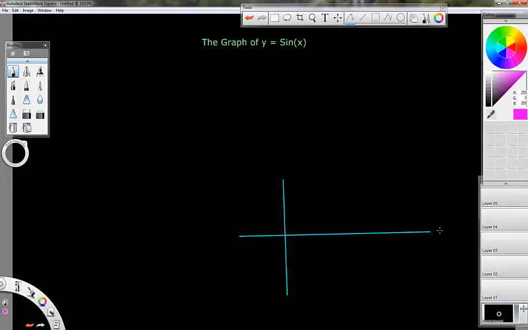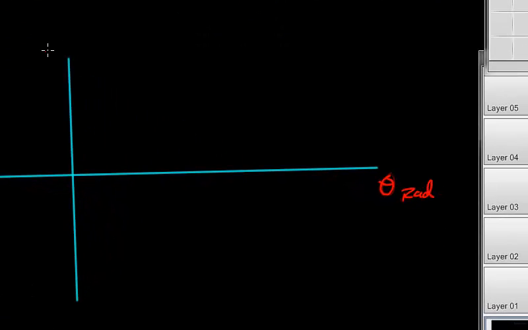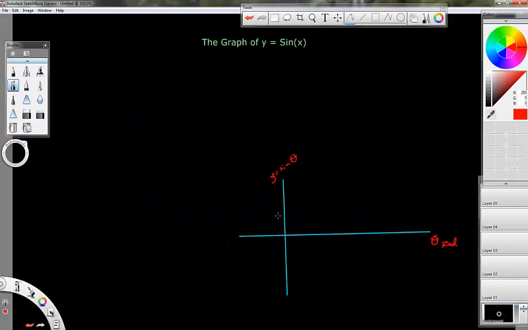So we're going to call this axis, let's make it red, theta radians, and we'll call this axis here the sine of theta. So the x-axis will be in radians, theta radians, and the sine of theta will be this axis here. What we're going to do is graph y equals the sine of theta. I know I briefly went over this yesterday, but here it is officially.